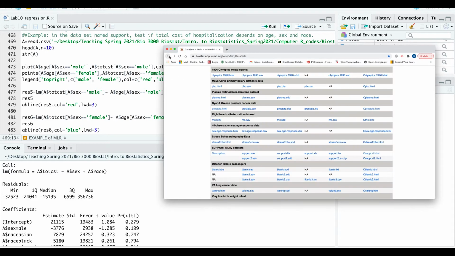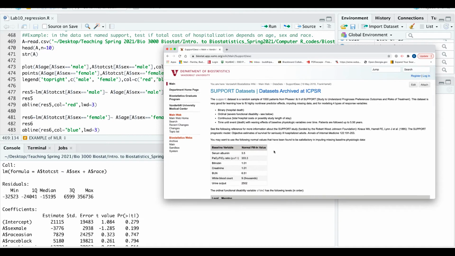And if you want to see what that support data is, this is the description of the data set. The support data set is a random sample of 1,000 patients from phase 1 and 2 of SUPPORT, a study to understand prognosis, preference, outcomes, and risk of treatment. This data set is very good for learning how to fit highly nonlinear models. So you can read all this description. There are binary, ordinal, and continuous variables, and so on. See the references for more information about the SUPPORT study.